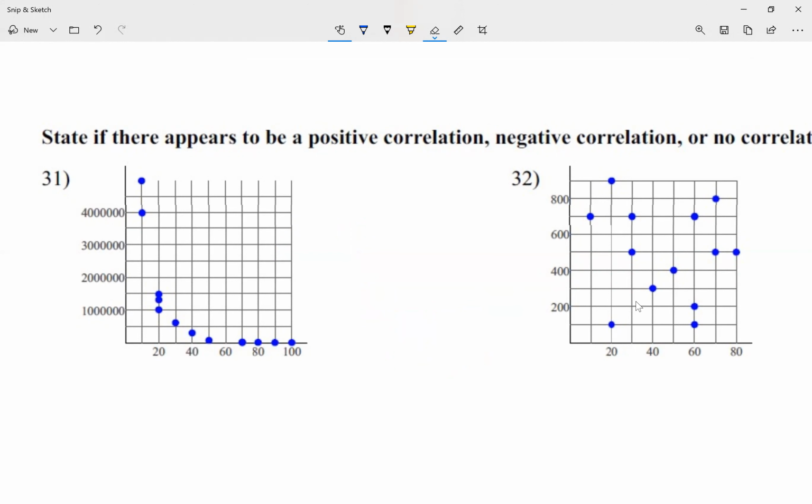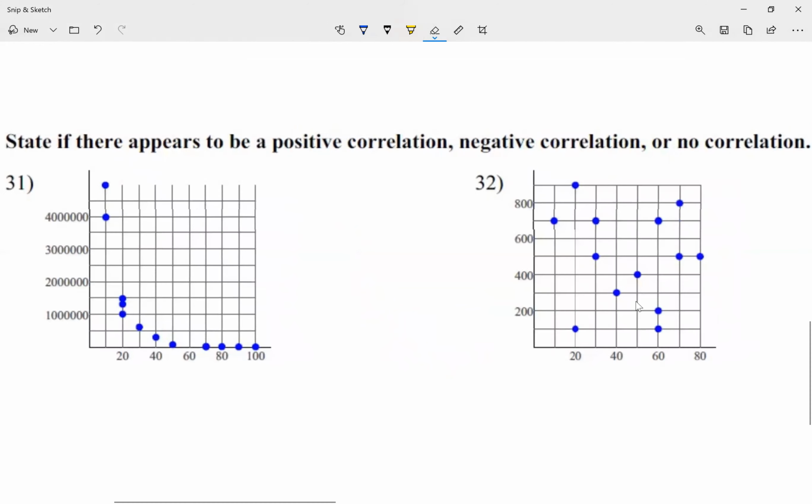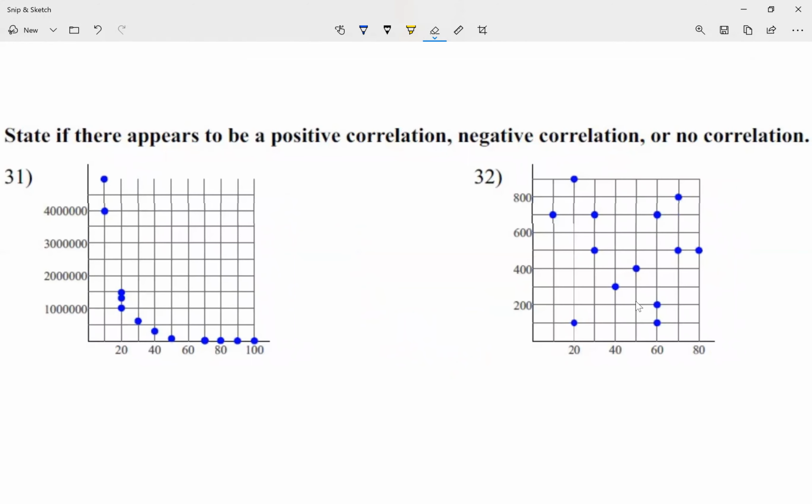I have points there. And what I'm asking here is state if there appears to be a positive correlation, negative correlation, or no correlation. What I mean with that is, a negative or a positive correlation is, does it look like the information is going up? I always read from left to right. It doesn't have to go up on a line. It could go up on a curve, right? Do I look like the points are going up? There will be some points that are off the line, but does it look like it is represented as if it is going up? That's a positive correlation.